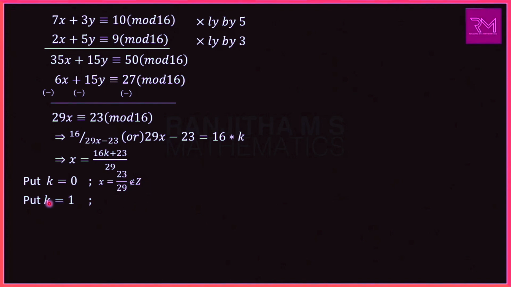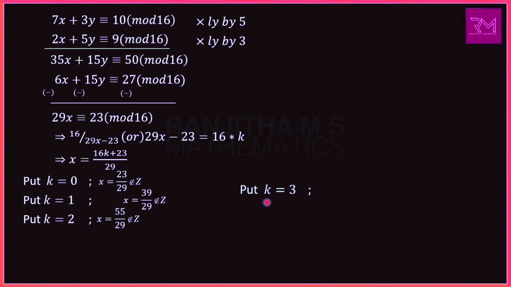Next you have to put k value as 1. If you substitute k value as 1, that means 16 into 1 is 16 plus 23 divided by 29. Therefore we get x value as 39 by 29. Obviously 39 by 29 also does not belong to an integer Z. So we have to put k value as 2. If we put k value as 2, that means 16 into 2 plus 23, we get a value as 55. Therefore x is equal to 55 divided by 29 also does not belong to an integer Z.